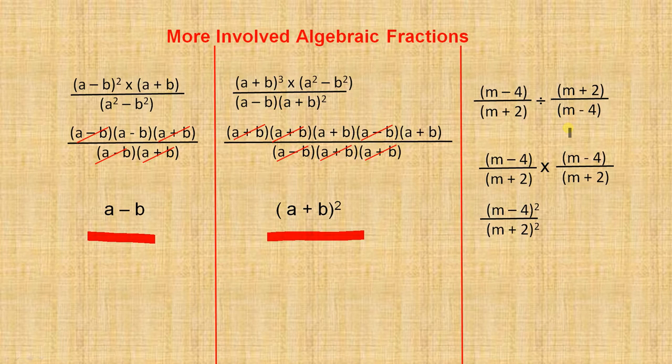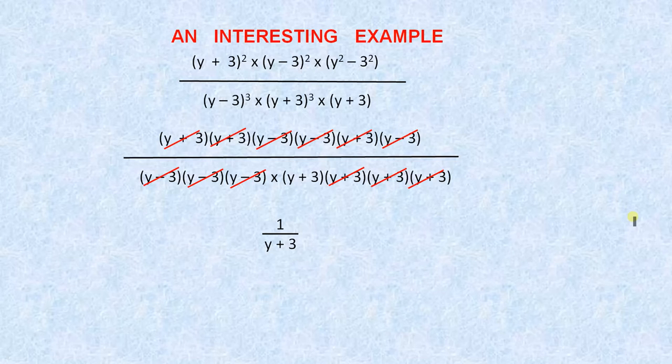Here, we are dividing 2 fractions. Now remember the rule we had in the earlier videos. When you divide fractions, you find the reciprocal of the second fraction, and this changes to multiplication. So turn this fraction upside down and change this to multiplication. That's exactly what we've done. m minus 4 times m minus 4 is m minus 4 squared. M plus 2 by m plus 2 is m plus 2 squared. And that's the answer.